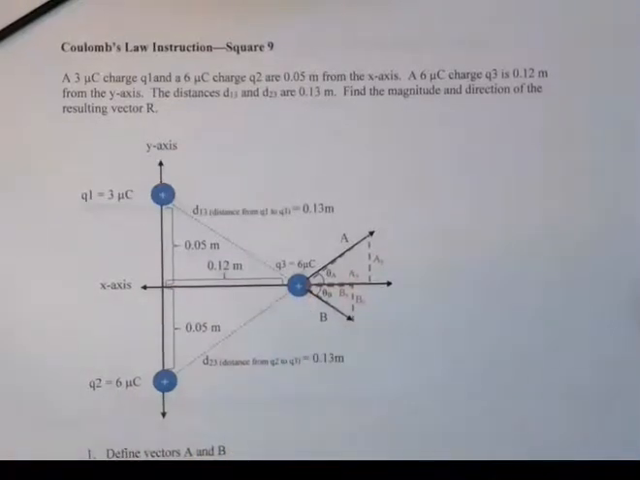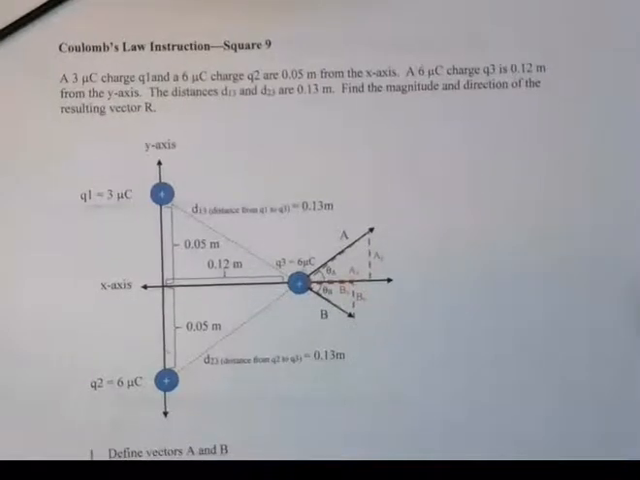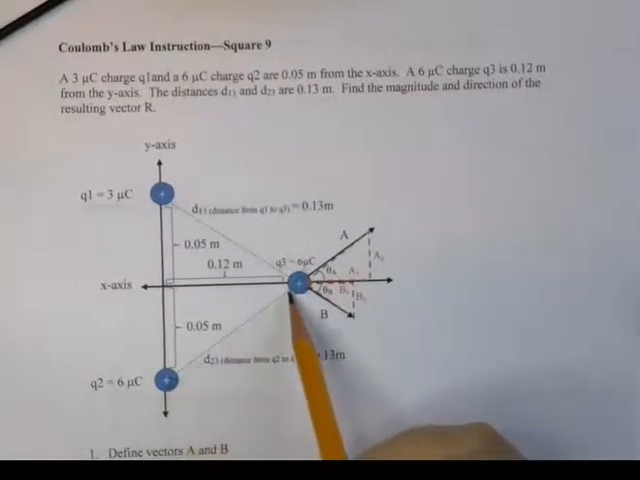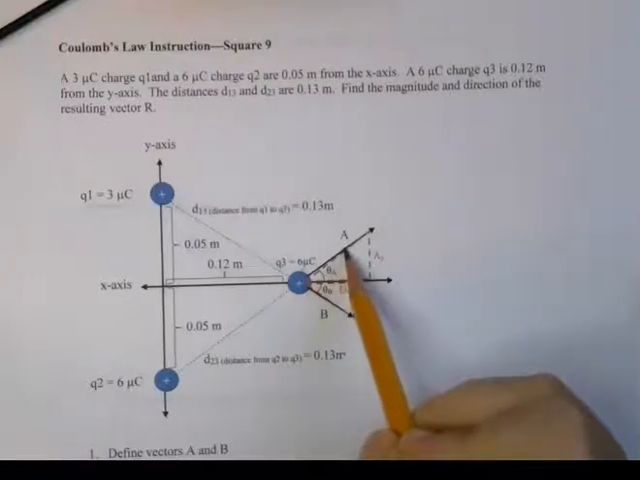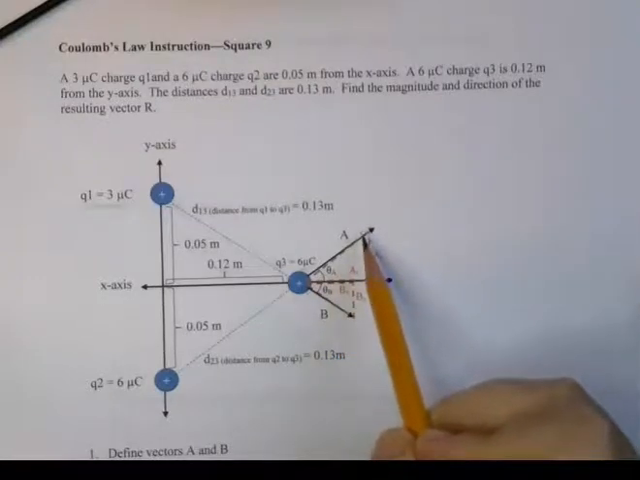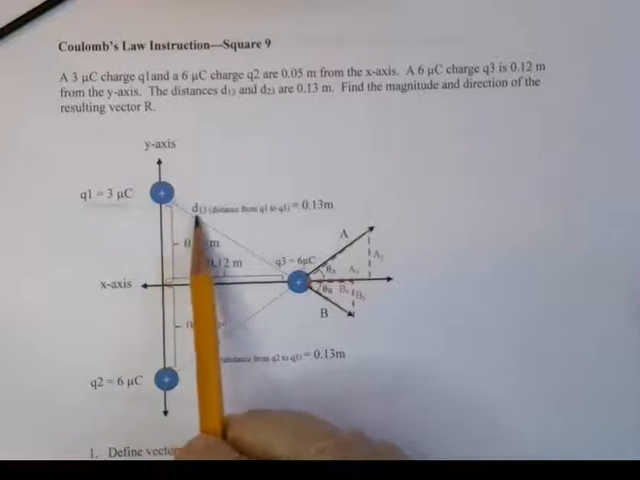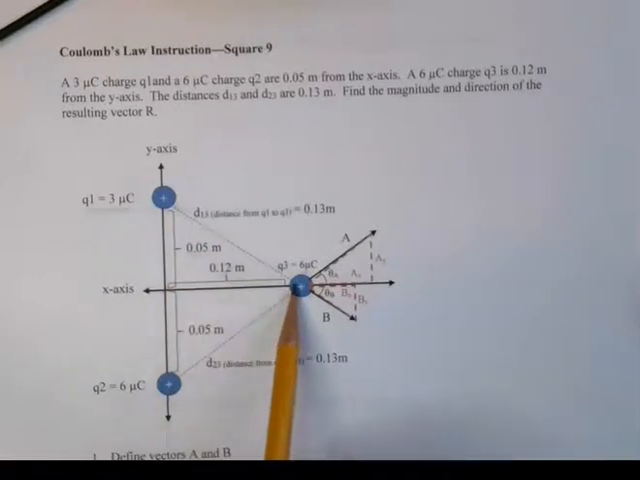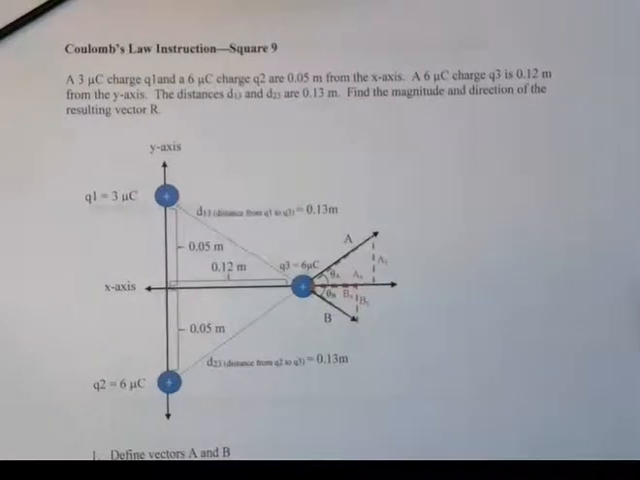So the first step is define the vectors. Well, if this is pushing on this charge, it's going to push it directly away in this direction right here. And if this is pushing the charge in this direction, it's going to push it in this direction here. So that's the direction of your arrows. But how long should those arrows be? Well, let me show you real quickly.